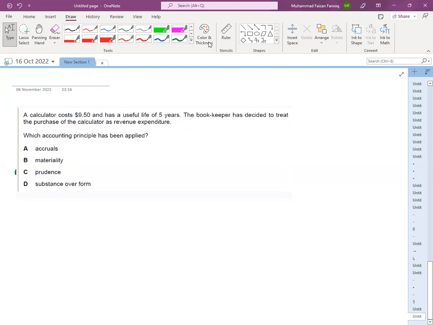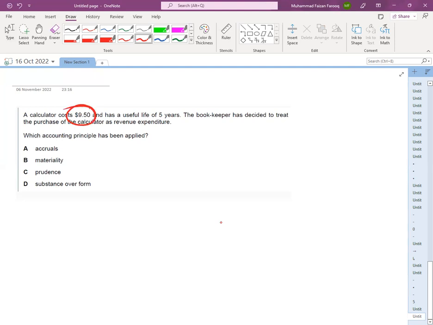The next question, again, which accounting principle has been applied? We have to think. A calculator costs $9.5 and has a useful life of 5 years. A bookkeeper decided to record it as a revenue expense. Revenue expense means income statement expense. Again, the same thing, same type, same answer.